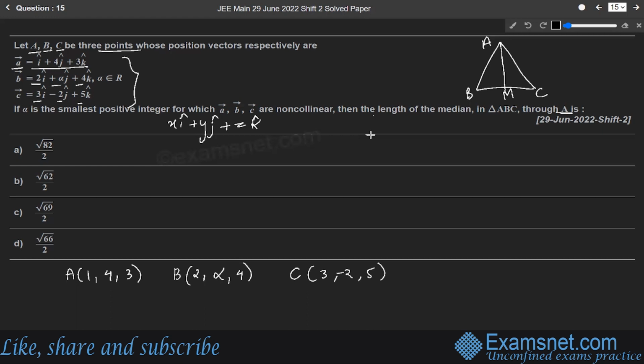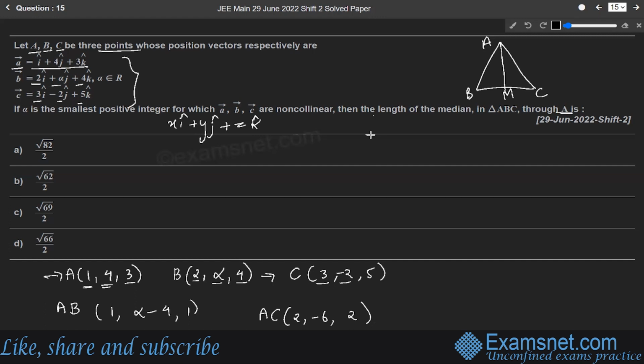Okay. Now let us do one thing. Let us find the direction ratios of AB. How to find the direction ratios of AB? It is very simple. 2 minus 1, 1. Alpha minus 4, and 4 minus 3, again 1. Now let us find the direction ratios of AC. For AC, we have to consider coordinates of A and coordinates of C. So 3 minus 1, 2, minus 2 minus 4, minus 6, and 5 minus 3, 2. So these are the direction ratios of AB and these are the direction ratios of AC.